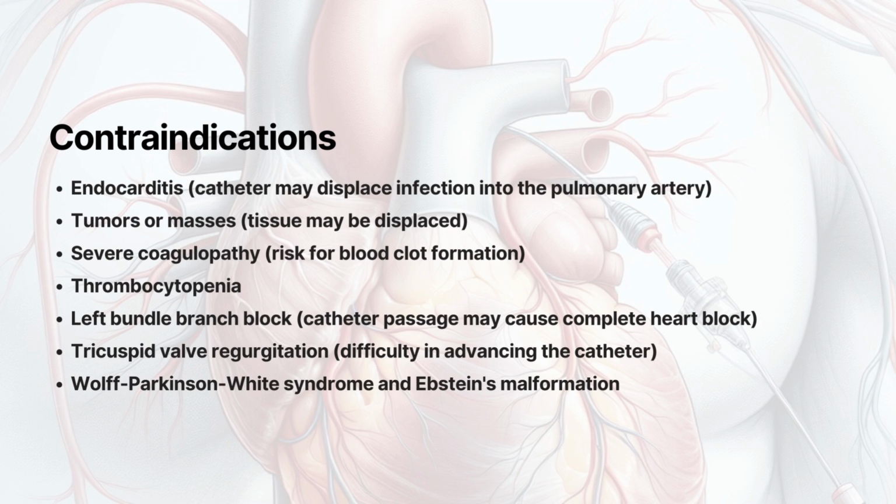Contraindications. PA catheterization should be avoided for patients who have the diagnosis of endocarditis. Catheter may displace infection into the pulmonary artery. Tumors or masses, tissues may be displaced. Severe coagulopathy, risk for blood clot formation. Thrombocytopenia. Left bundle branch block, catheter passage may cause complete heart block. Tricuspid valve regurgitation, difficulty in advancing the catheter. Wolff-Parkinson-White syndrome and Ebstein's malformation.